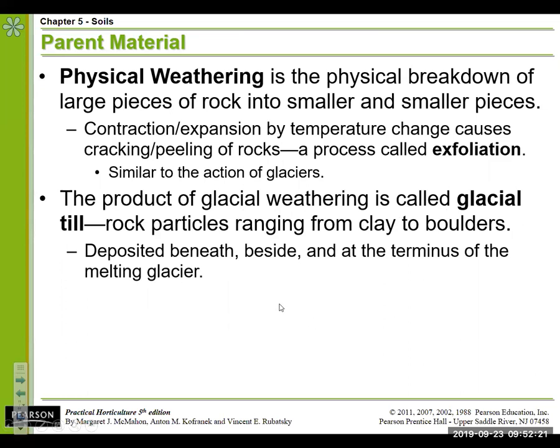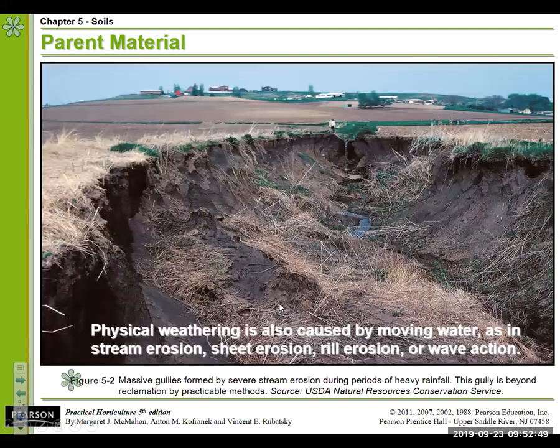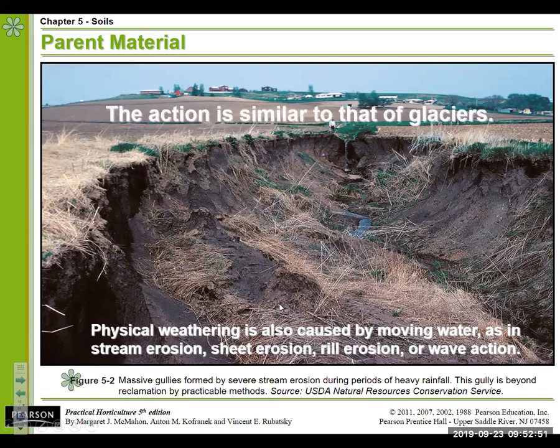And glacial till can move and break up rocks from small little particles of rock all the way to the size of boulders. And then they're operating kind of like a plow, which is why we call it glacial till, pushing them underground and depositing them beneath, beside, or at the end of a melting glacier. So we also have physical weathering that is just a product of the movement of water, which is also similar to glacier movement, though not able to do as much at one time.